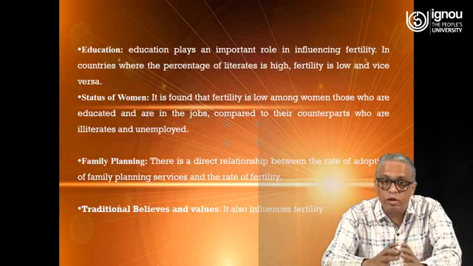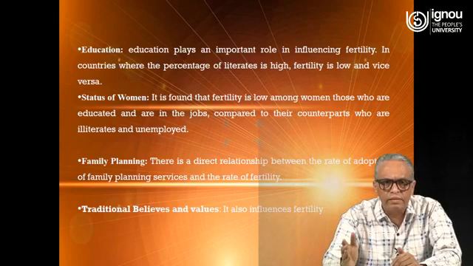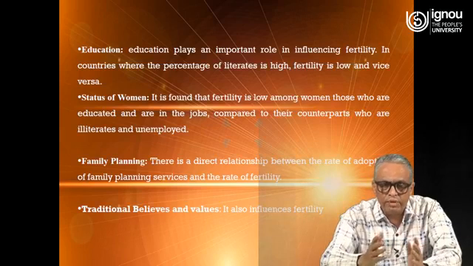Then family planning, that is another method, that is the use of couple protection. As I told you, the higher the couple protection rate, the lower the fertility rate. So if there is promotion of different kinds of family planning methods among the different age groups of couples, then fertility will be reduced.